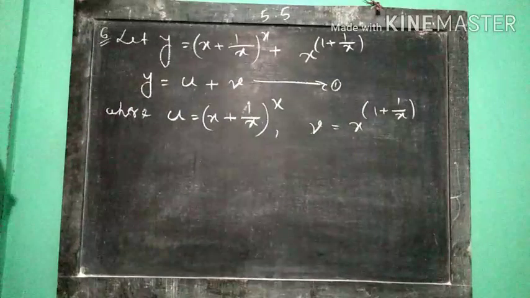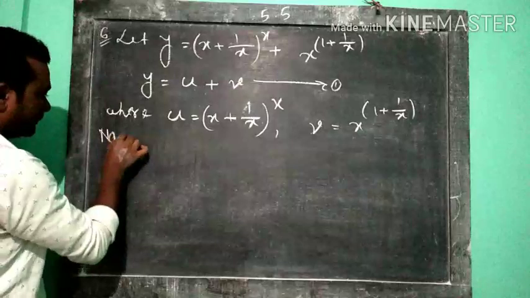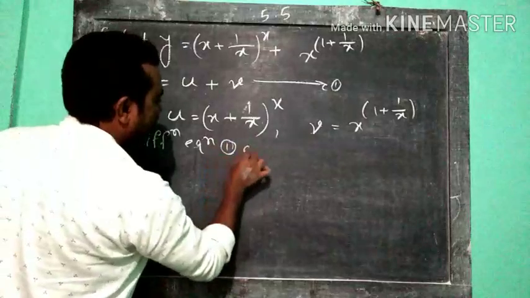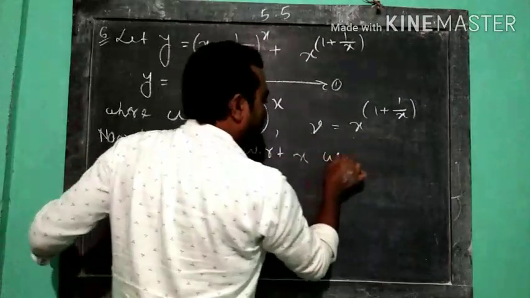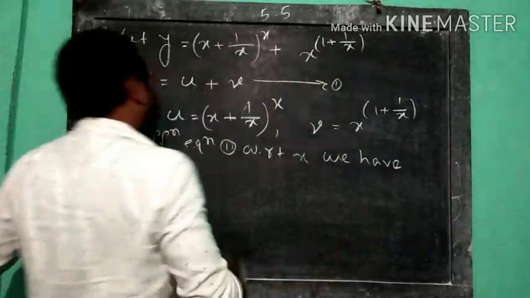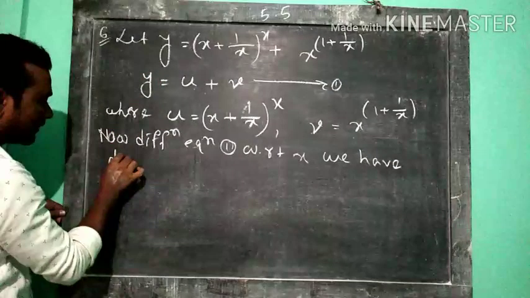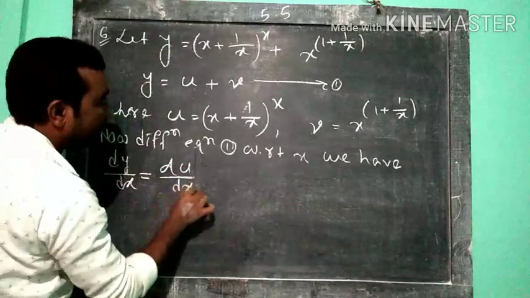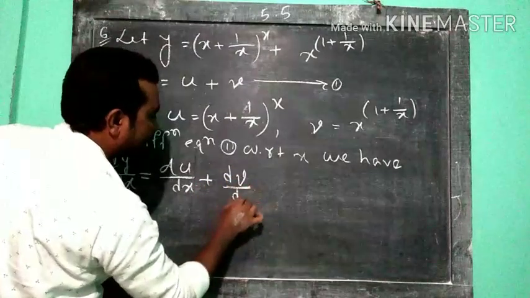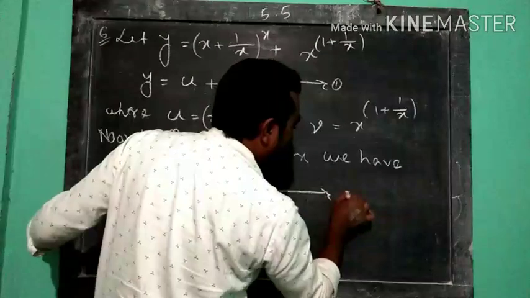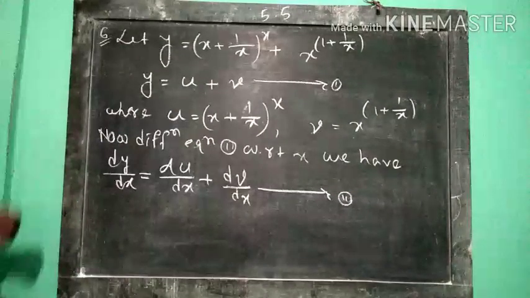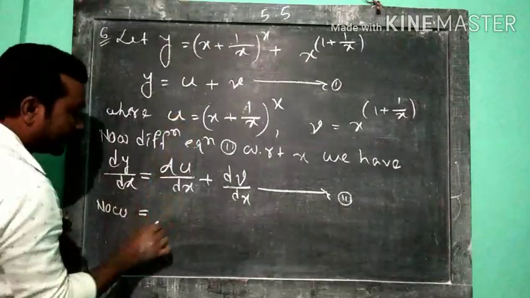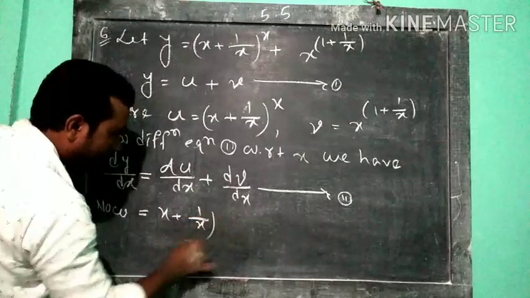Now differentiating equation 1 with respect to x, we get dy by dx equal to du by dx plus dv by dx. This is equation number 2. Now u is equal to (x plus 1 by x) whole to the power x.